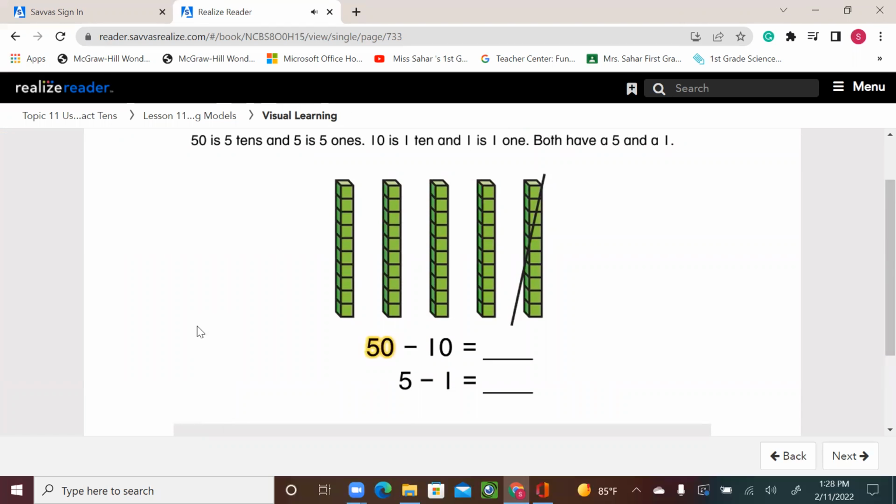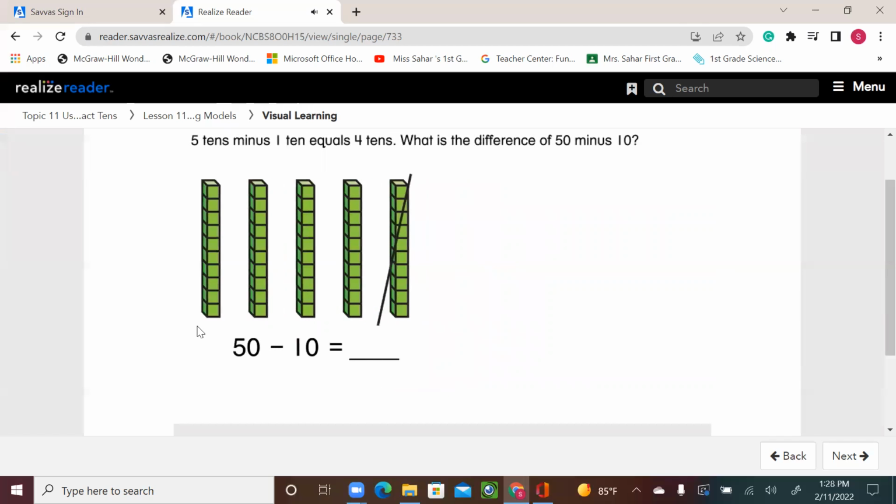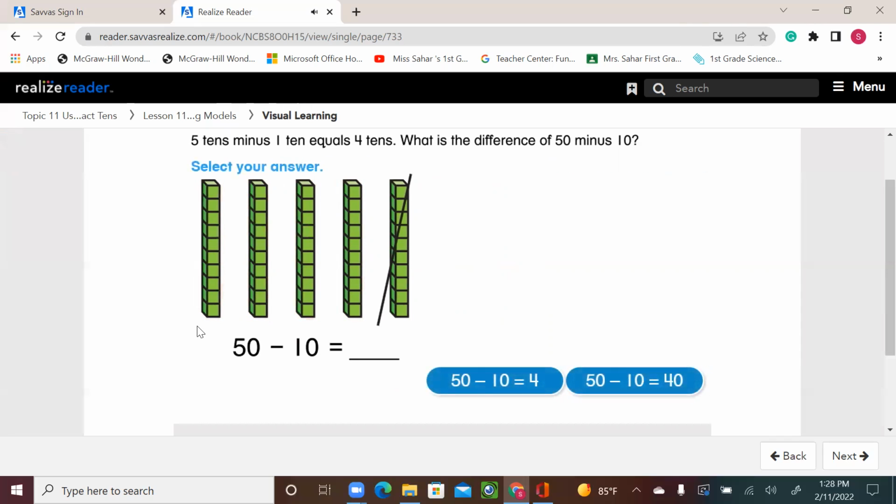50 is 5 tens and 5 is 5 ones. 10 is 1 ten and 1 is 1 one. Both have a 5 and a 1. 5 tens minus 1 ten equals 4 tens. What is the difference of 50 minus 10? Select your answer. All right, so 50, that's 10, 20, 30, 40, 50, minus 10 equals 10, 20, 30, 40. So 50 minus 10 equals 40.